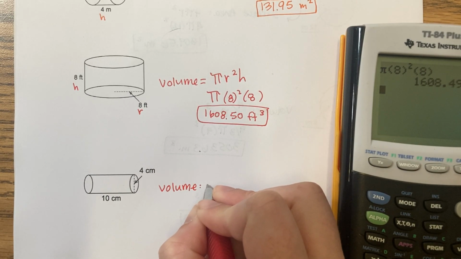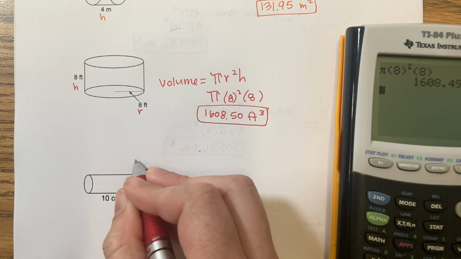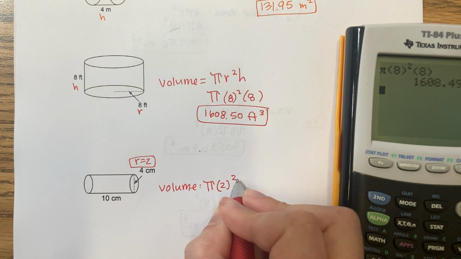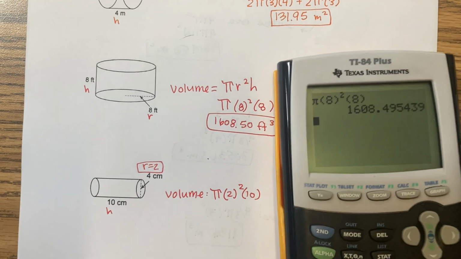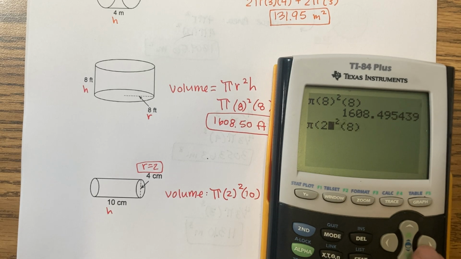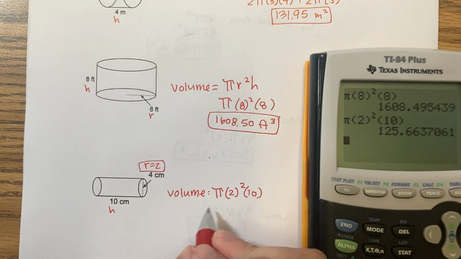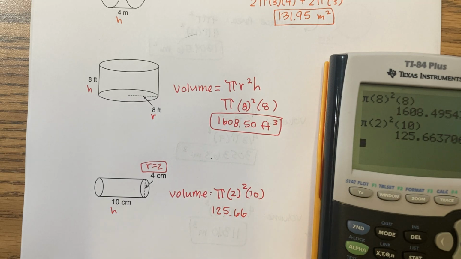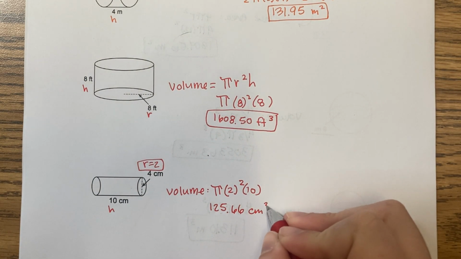Volume would be pi, the radius, that's a diameter because it's the full length, so my radius is a 2, times the height. So if you want to, you can just scroll through and change it to a 2 and a 10. And that's centimeters cubed for volume.